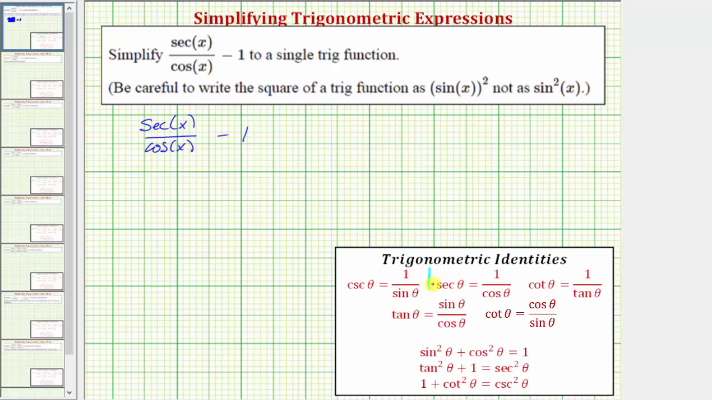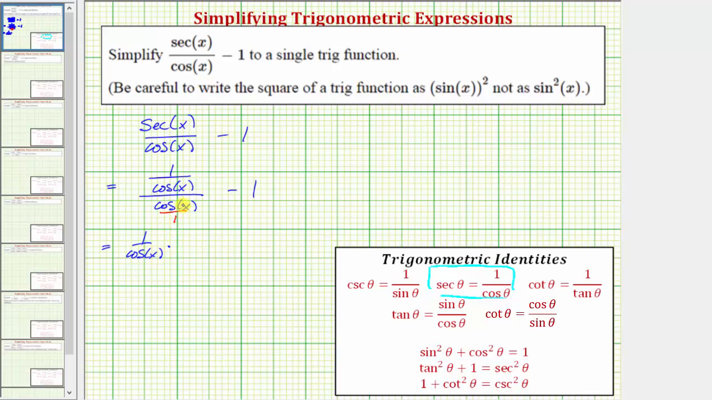Notice here, secant theta is equal to 1 over cosine theta, which means secant x is equal to 1 over cosine x. So we can write the expression in the form 1 over cosine x divided by cosine x minus 1. Remember, this fraction bar means division, so now we'll write this quotient as a product. Dividing by cosine x, or dividing by cosine x over 1, is equivalent to multiplying by the reciprocal of 1 over cosine x.